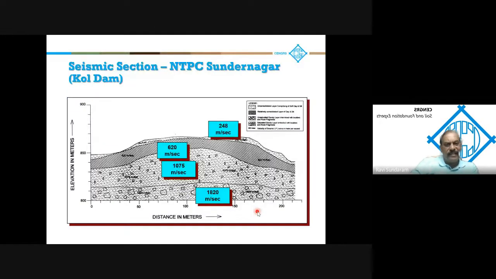The typical seismic profile for a project in Sundarnagar Coal Dam project. So there's a lot of ground level variation too. So that has been put into the system, and we could estimate the layer velocity of the different layers, and according to the velocity, the material type has been interpreted.